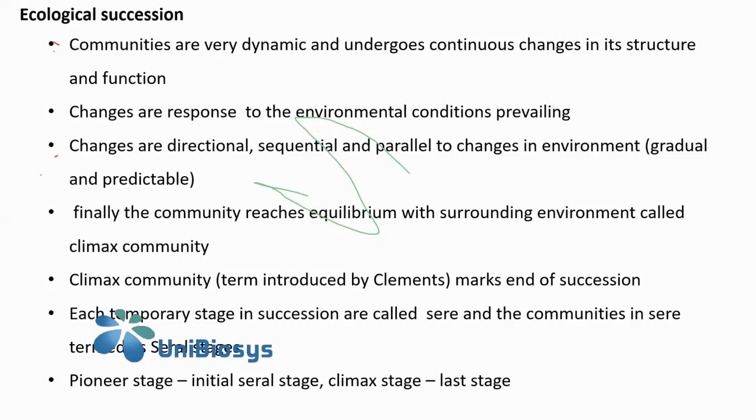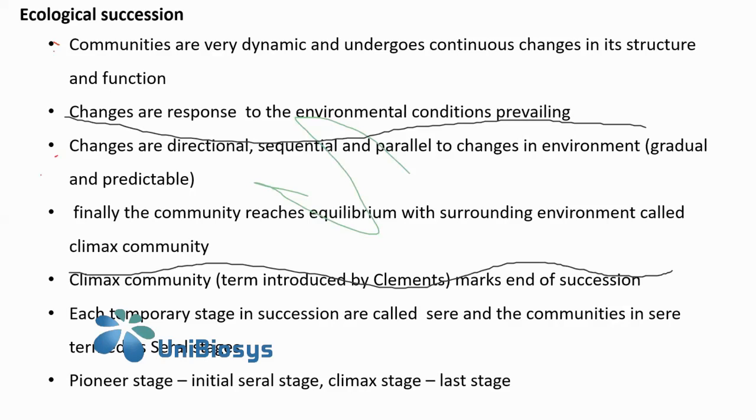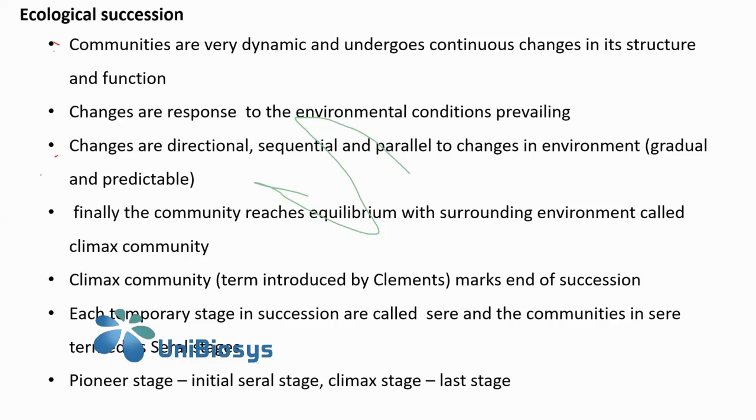According to those changes, it will be continuously changing, and finally it reaches an equilibrium with the surrounding environment. Once it reaches that equilibrium or stable point, the community there is termed as Climax Community. The term was coined by Clements. Climax Community is in equilibrium with the surrounding environment, and it marks the end of the succession. That point is known as climax community.